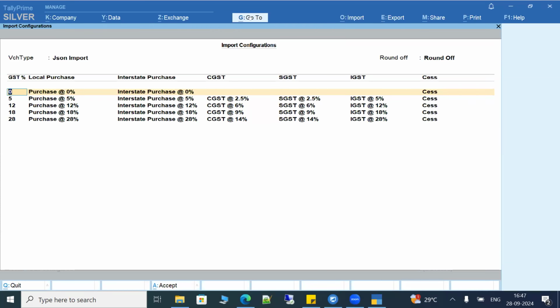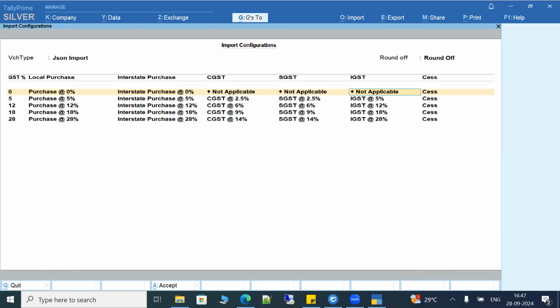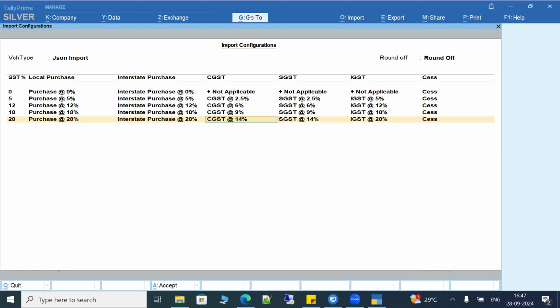Then there are percentages, as you know: 0%, 5%, 12%, 18%, 28%. For each percentage we have to configure here the local expenditure ledger and interstate expenditure ledger, against CGST, SGST, IGST. Same for 5%, 12%, 18%, and 28%. This is what I showed in ledger view. I already created the duties and taxes and standard ledgers. I'll tell you why this is required.